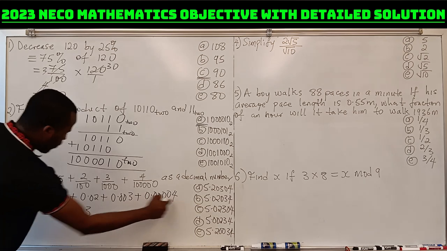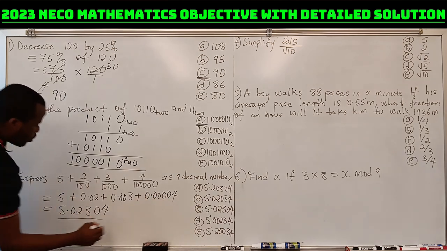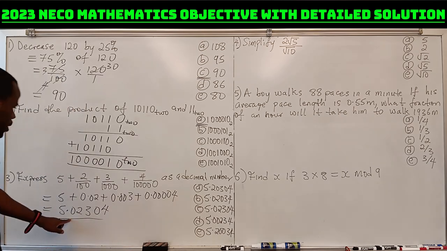1, 2, 3, 4, 5. So this is the answer. And this is C.